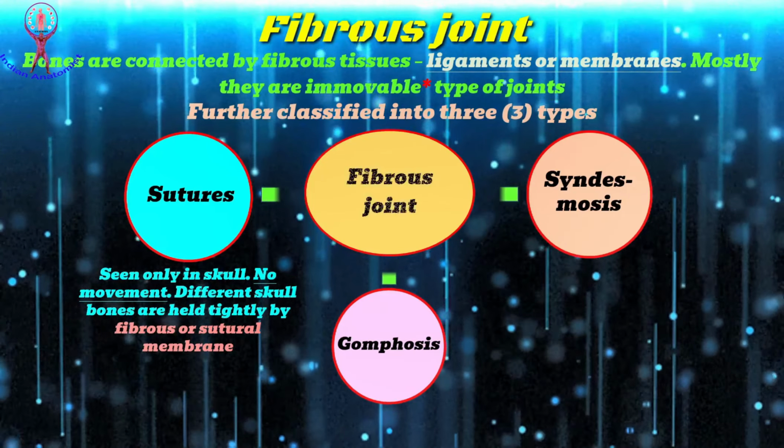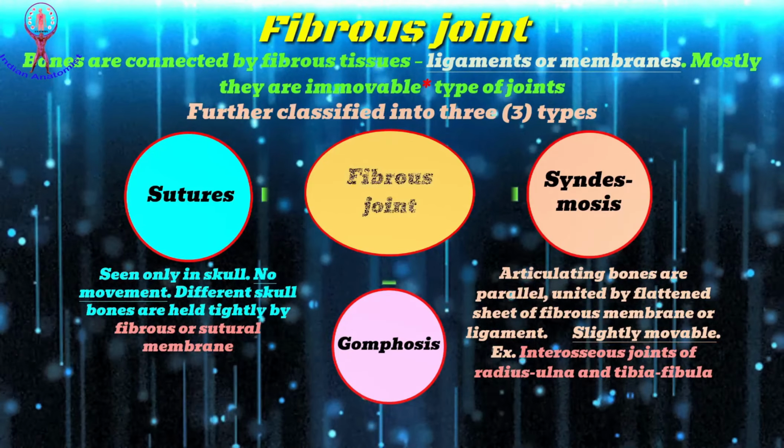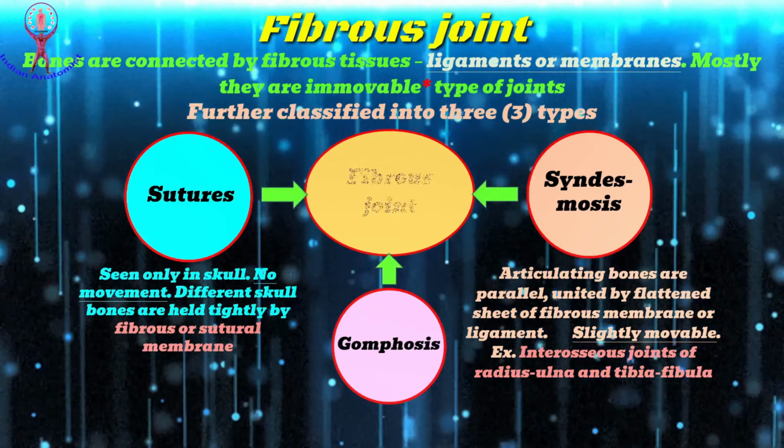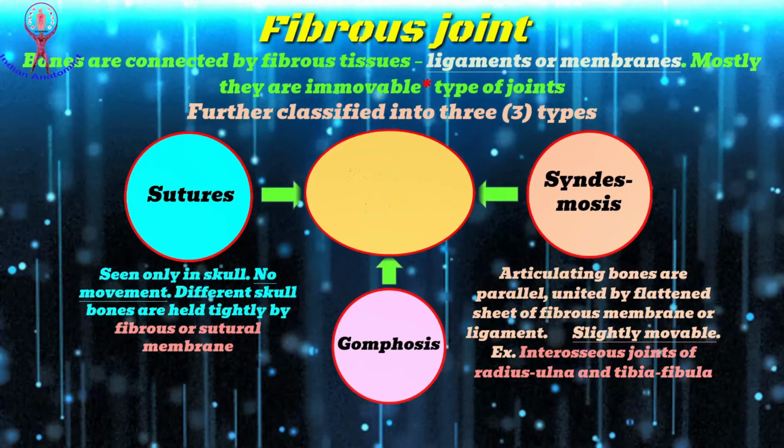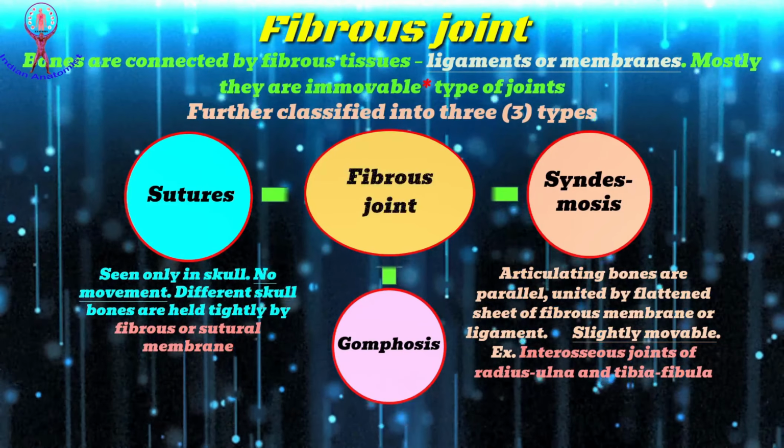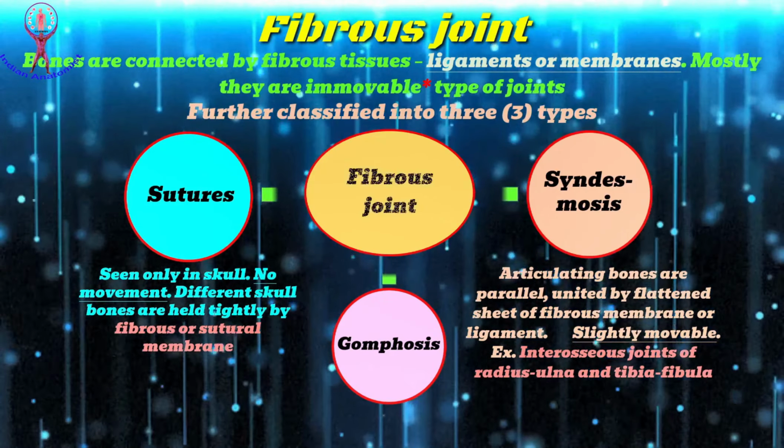Number 2 is syndesmosis. Articulating bones are parallel, united by a flattened sheet of fibrous membrane or ligament. Slightly movable. Example, interosseous joints of radius-ulna and tibia-fibula. And the third type of fibrous joint is gomphosis or peg and socket joint. This joint is present between the tooth and alveolar socket of jaw bones, by the fibrous or periodontal ligament. These are micromovable joints. This image shows the different types of fibrous joints: sutures, syndesmosis or interosseous joints, and gomphosis.